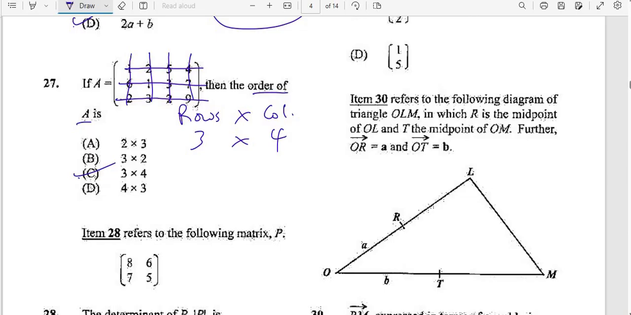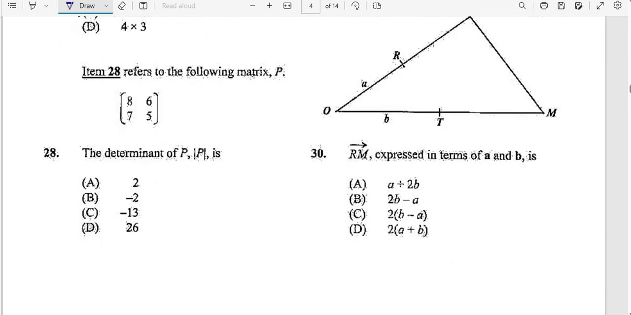All right, let's go down to the other one here. Item 28. This is matrix P, and they want us to calculate the determinant of P. The determinant of a matrix is simply multiplying the quantities in this diagonal. So we're multiplying 8 by 5, and we have to subtract, that's the rule, the quantities going this way on that diagonal. So 7 times 6. Let's see, 8 times 5 is 40, 7 times 6 is 42, and 40 minus 42 is going to give us negative 2.